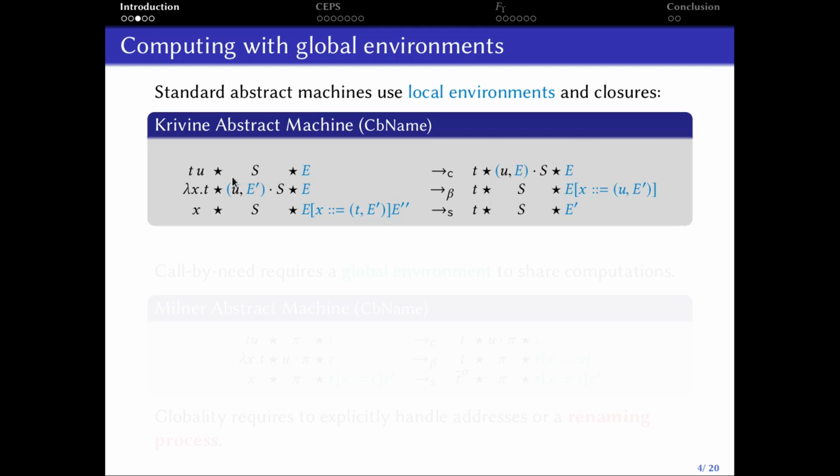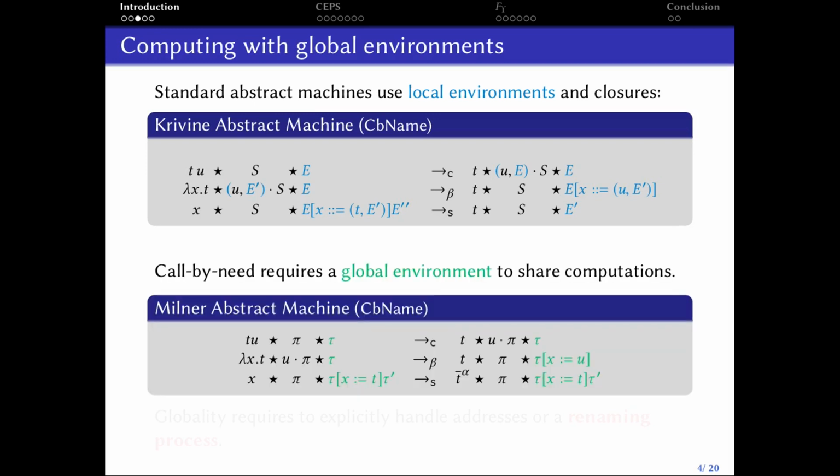And when we pop an argument off the stack, for instance to apply the beta reduction rule, we are linking U, the closure, with its environment. So we are copying many environments, and they are local but in closures. Obviously this is incompatible with lazy evaluation insofar as we want to share computations, so we need global environments. This is, for instance, the case of Milner's abstract machine.